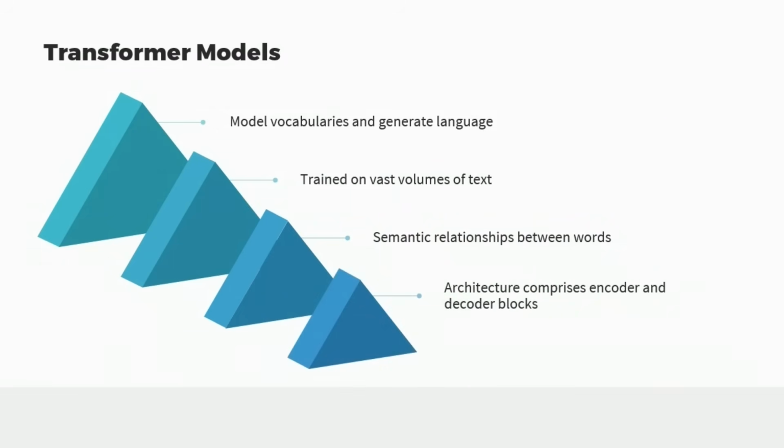Transformer architecture comprises two main blocks, encoder and decoder. The encoder creates semantic representations of the training vocabulary. The decoder generates new language sequences. Notable implementations of transformer models include bidirectional encoder representations from transformers, or BERT, which is Google, and this has an encoder only, and generative pre-trained transformer, or GPT models from OpenAI, and these have the decoder only.